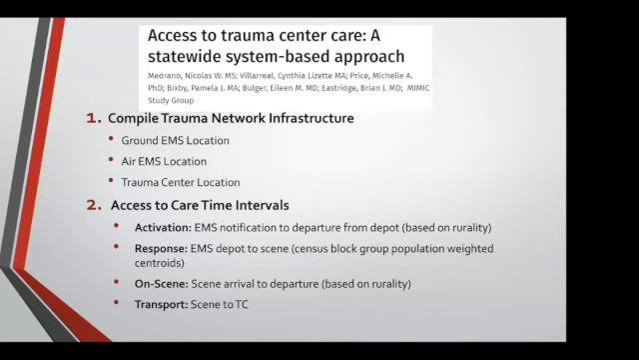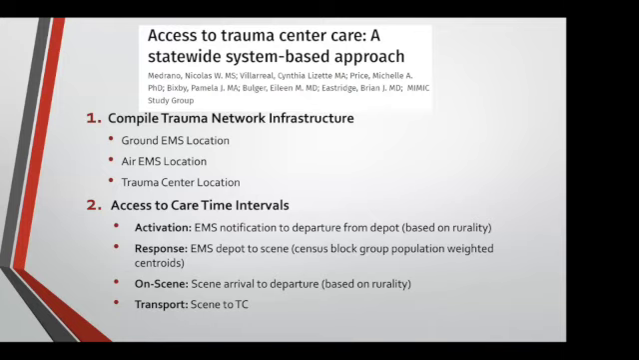And then from there, most access papers have taken a more simplistic look at defining access, and that's just a 60-minute drive in any direction from the trauma center. So they typically have just one interval. We broke up our access into 4 different intervals. First, we look at activation. That's from the time that someone picks up the phone and calls 911, and there's some time between when that happens and the EMS unit is actually headed towards the scene. We accounted for that time using the NEMSIS data set.